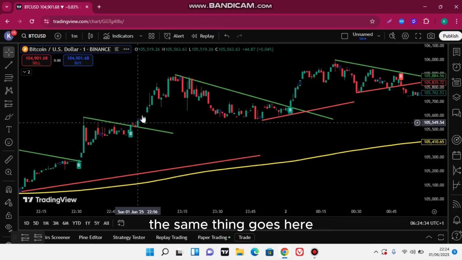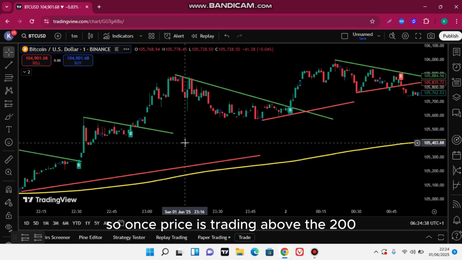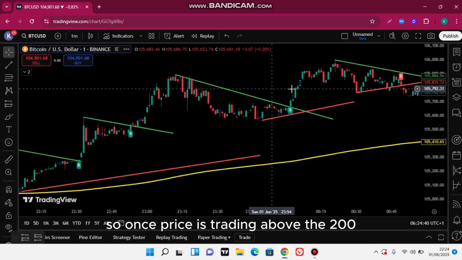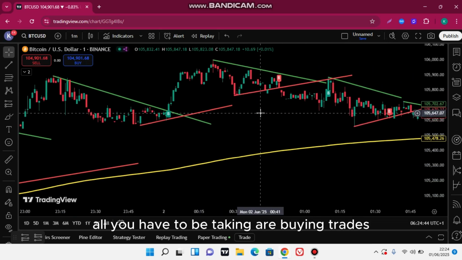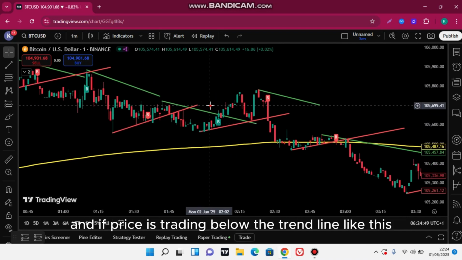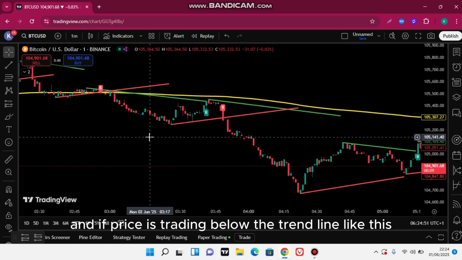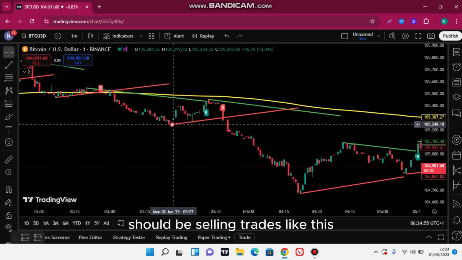The same thing goes here, you ride the wave to the top. So once price is trading above the 200, all you have to be taking are buying trades. And if price is trading below the trend line like this, below the 200 SMA, all you should be taking are selling trades like this.